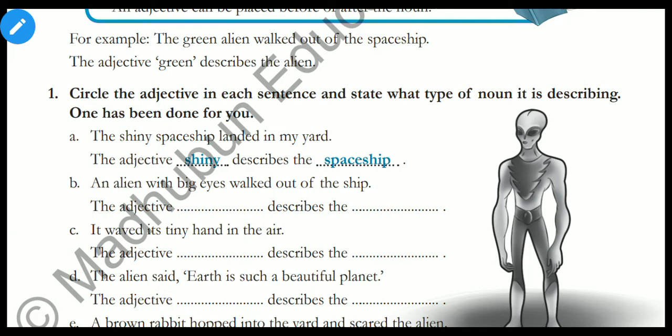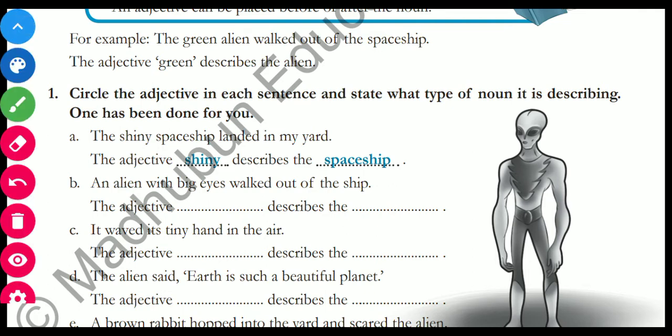So see the first example. The shiny spaceship landed in my yard. Okay, so you can see shiny over here is the adjective. And this word shiny is describing which noun? Yes, it is describing spaceship. So in this way you have to solve this exercise.